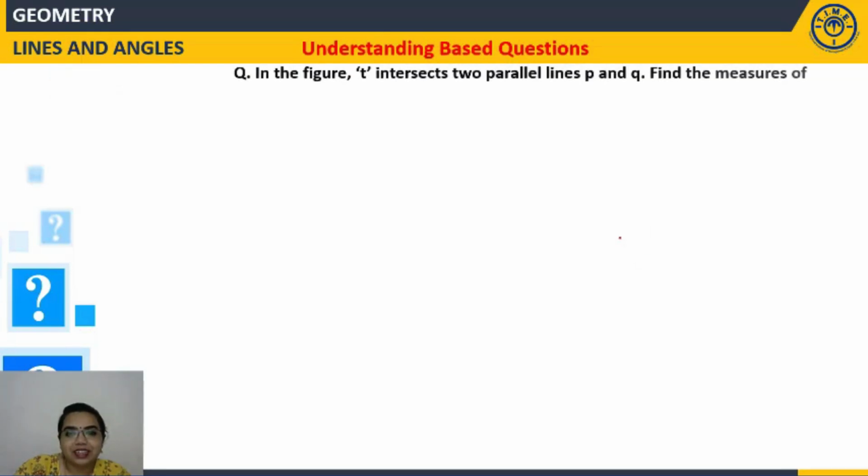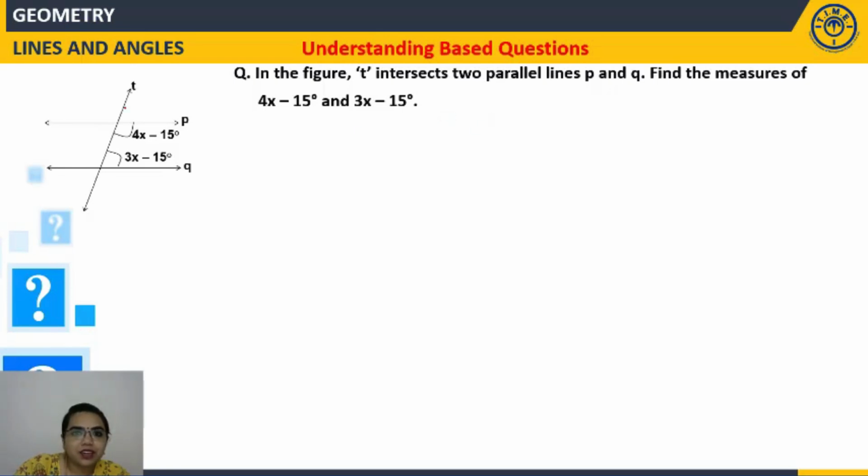In the figure, T intersects two parallel lines P and Q. Find the measures of 4x minus 15 degrees and 3x minus 15 degrees. What is given here? This is a line T which is intersecting two parallel lines P and Q. So here it is given that P and Q are a pair of parallel lines. We need to find the measures of 4x minus 15 degrees and 3x minus 15 degrees. How can we do that?